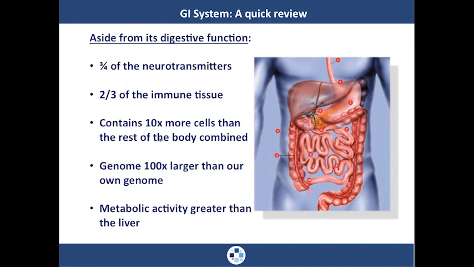It holds two-thirds of the immune system. It contains 10 times more cells than the rest of the body, and I'm talking about the microbiome. That's all the good bacteria and hopefully no bad bacteria that's in there. 10 times more than our own body. It also has a genome, when we're talking about the microbiome of what's in the gut, 100 times larger than our own, and there's more metabolic activity in the GI tract than in the liver.